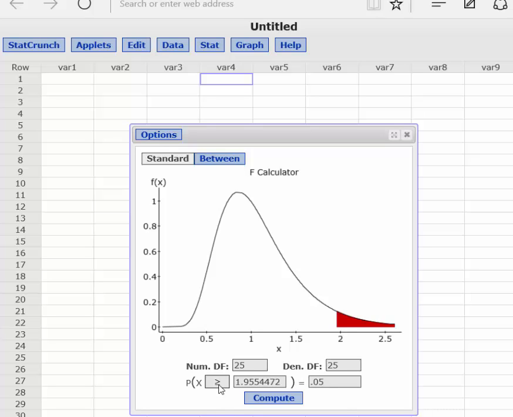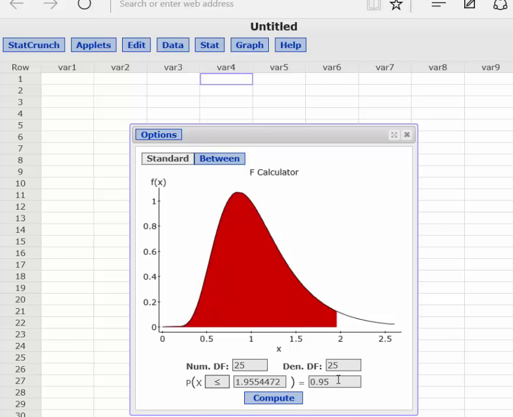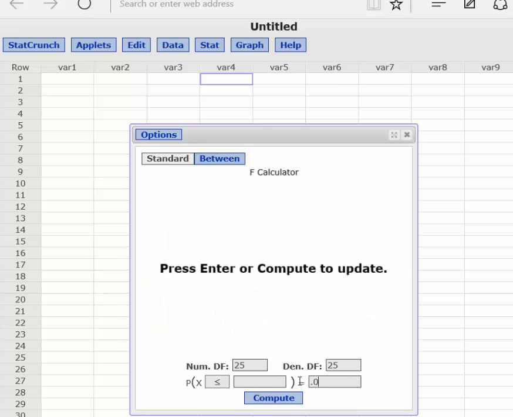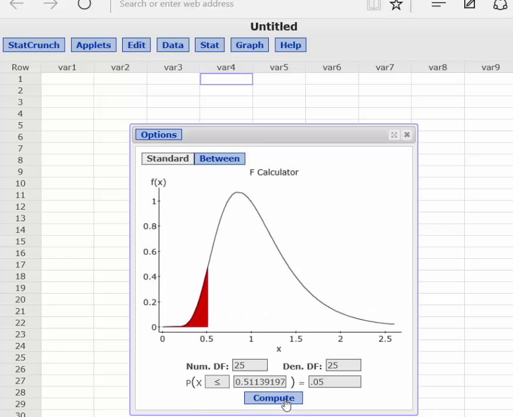If we want a left tail test, just like that, and for 95%, recompute, and we get a value of 0.511 for the left tail test. It's a positive 0.511. Anything smaller than that falls within the rejection zone, and you reject the null hypothesis. And that's it.